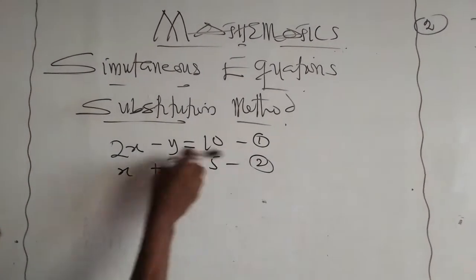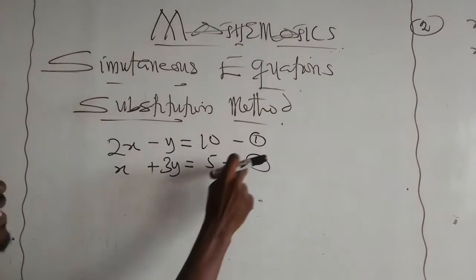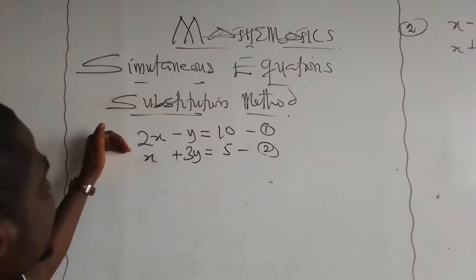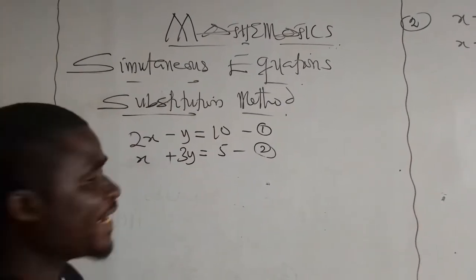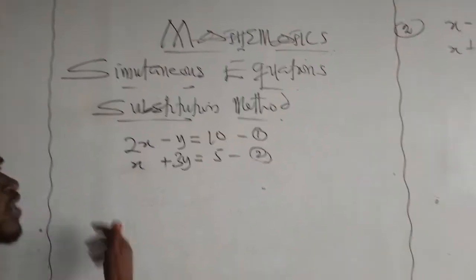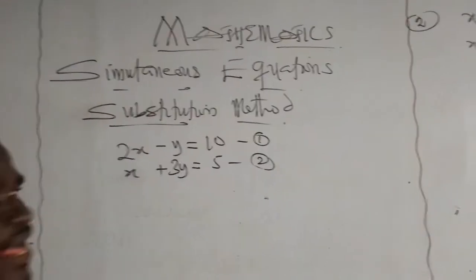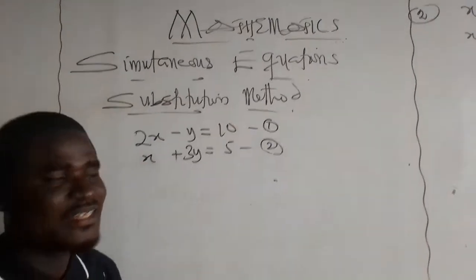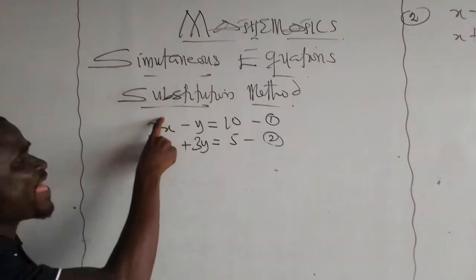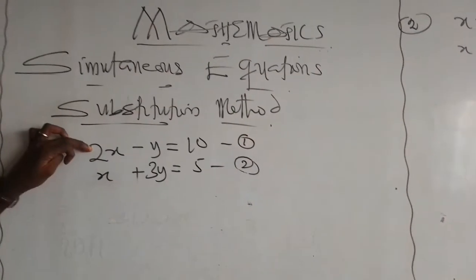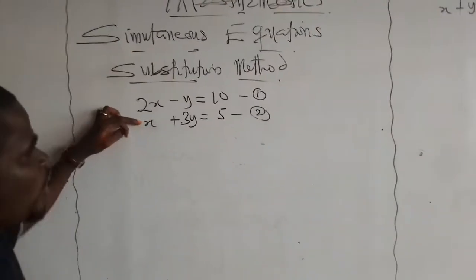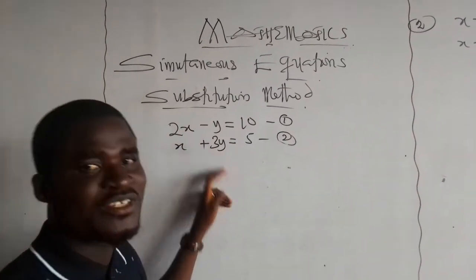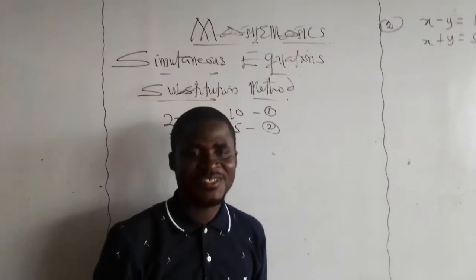Let's take the first one as equation 1, then the second one as equation 2. To use the substitution method, you have to make one of the variables the subject, either x or y. You can make x the subject from either equation 1 or equation 2, or you can make y the subject from either equation. The choice is yours.